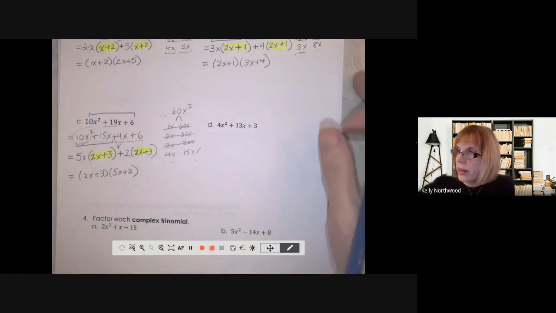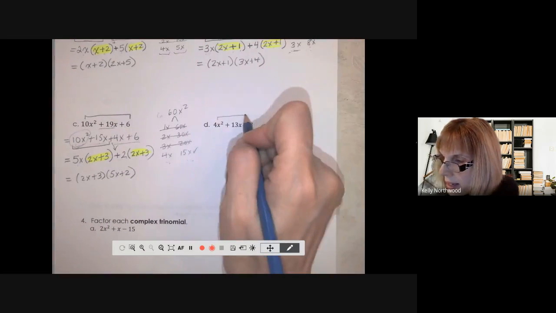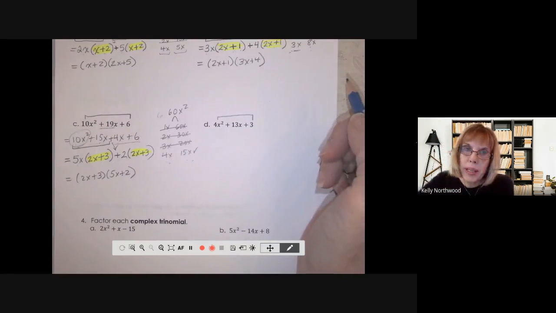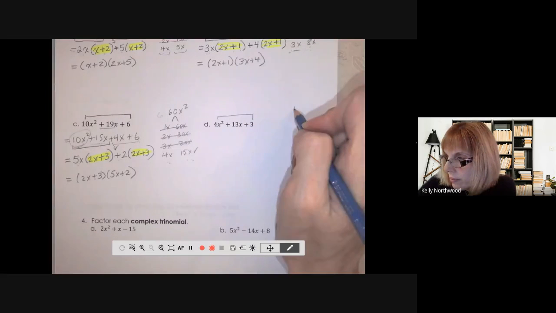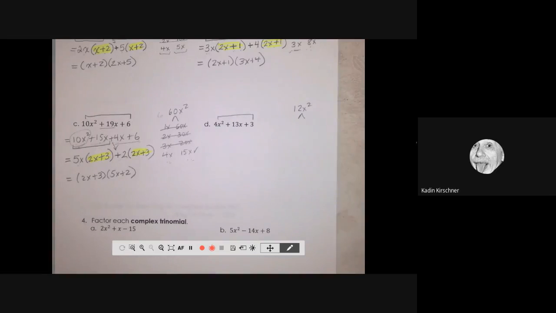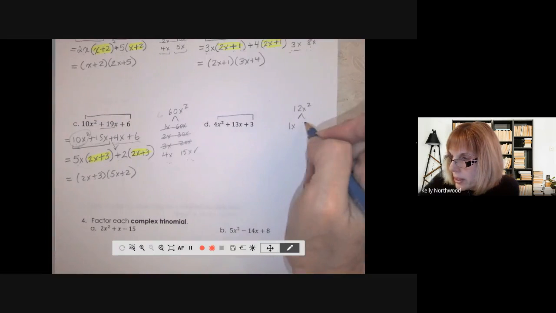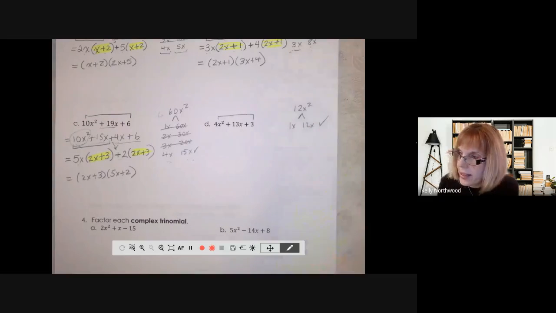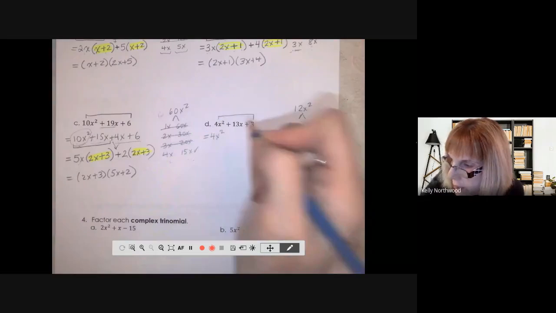Okay, and D is going to be our last one with all positives, and then we'll introduce the negative sign. It doesn't affect the steps. It may just be a little more challenging to find out your pair. So we want to add to 13x. So we'll start off with 1x and 12x. Yay, that's the pair. All right, so found it on our first try.